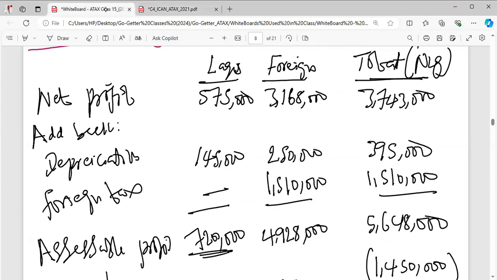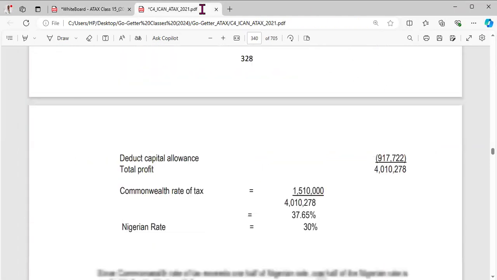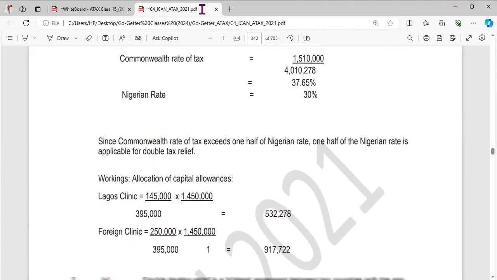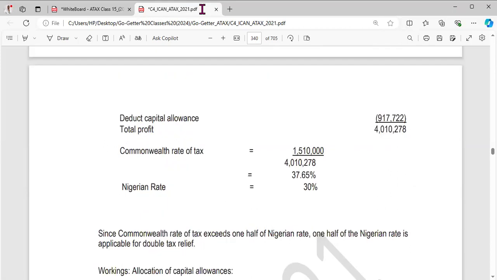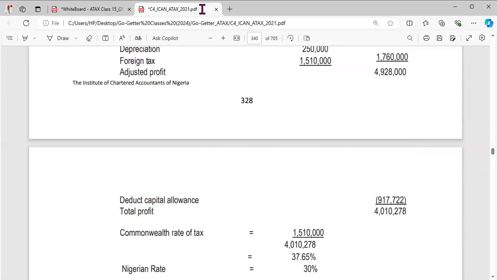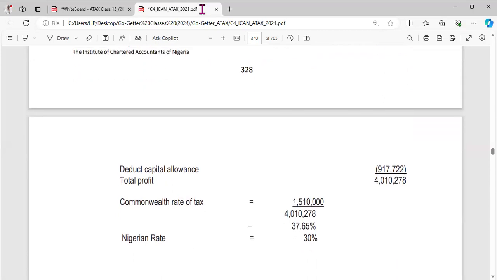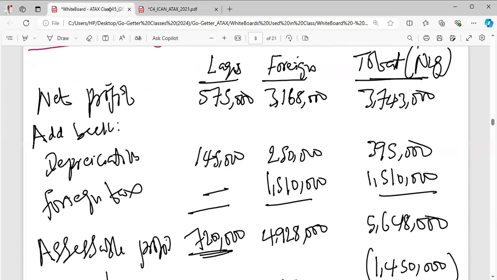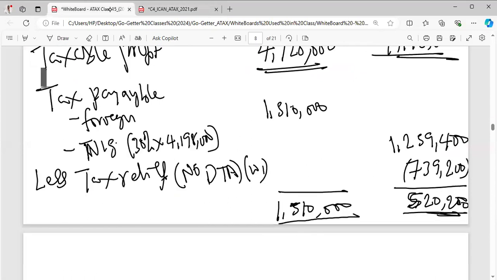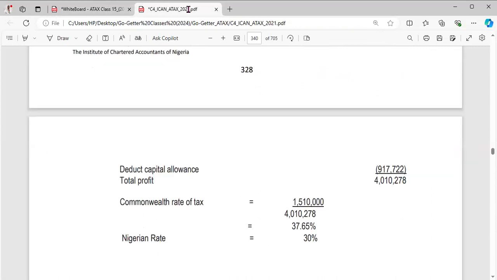145 and 250. Okay, the depreciation ratio. That is the only difference, so that is not a material difference. It's just that they allocated the capital allowances, which reduced the foreign tax, and they got a tax rate of 37.65, while we got 30.67. It's not a material difference as much.